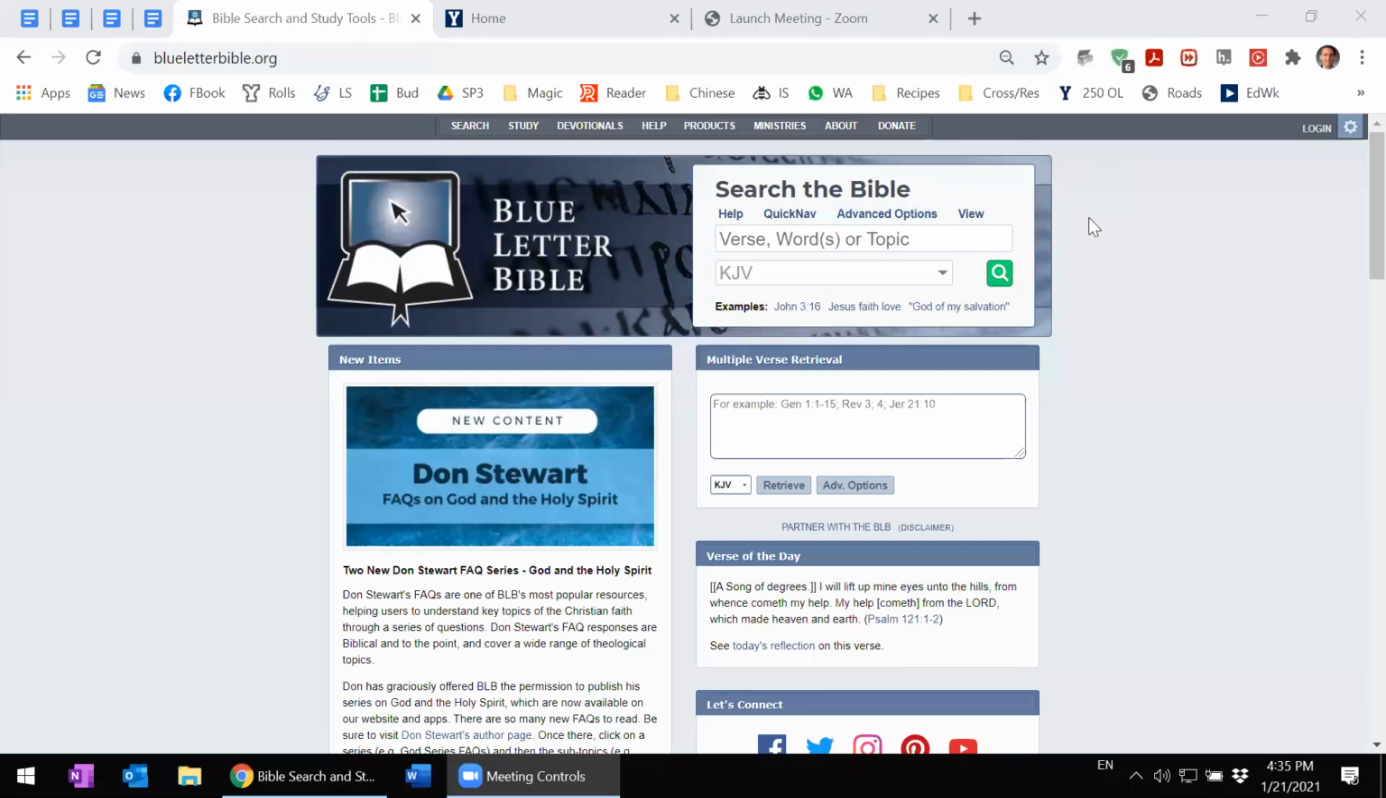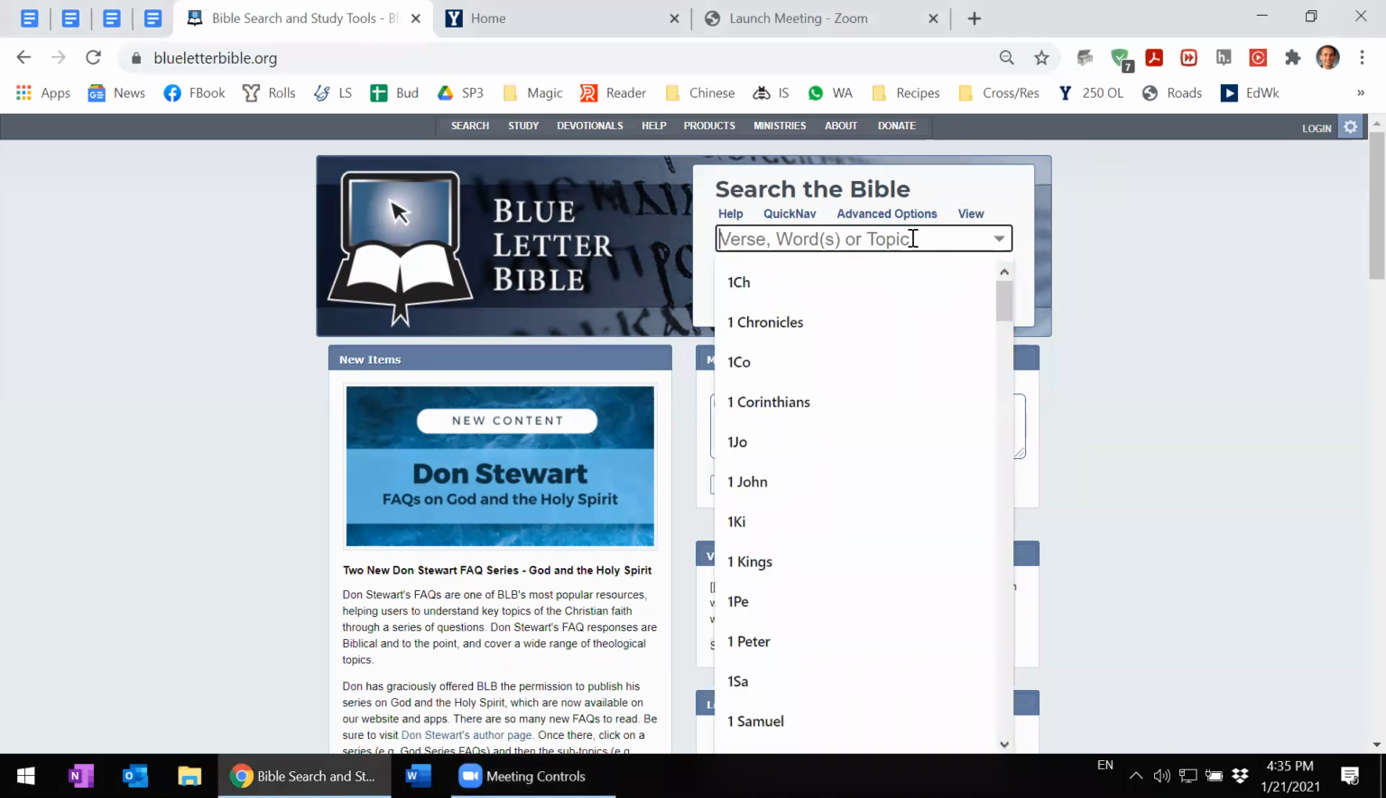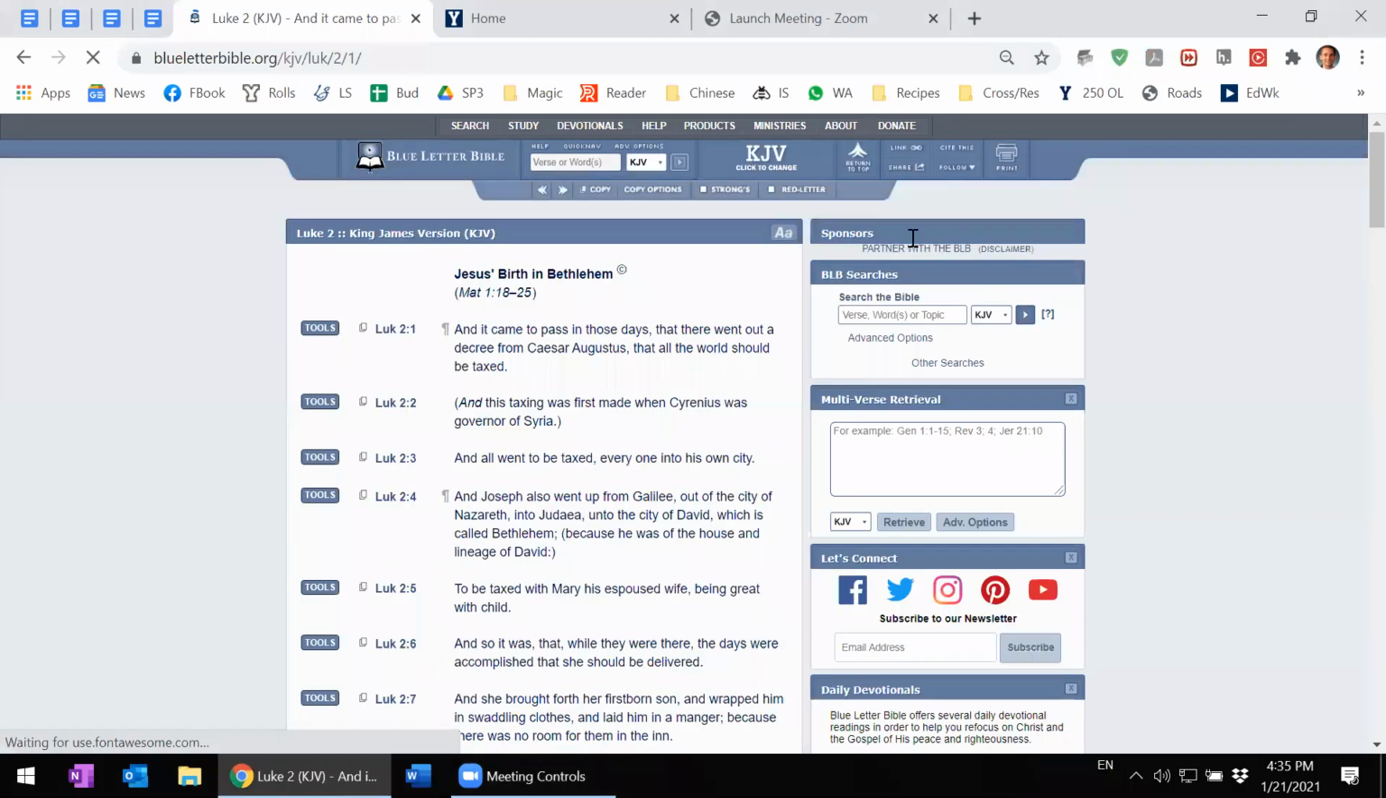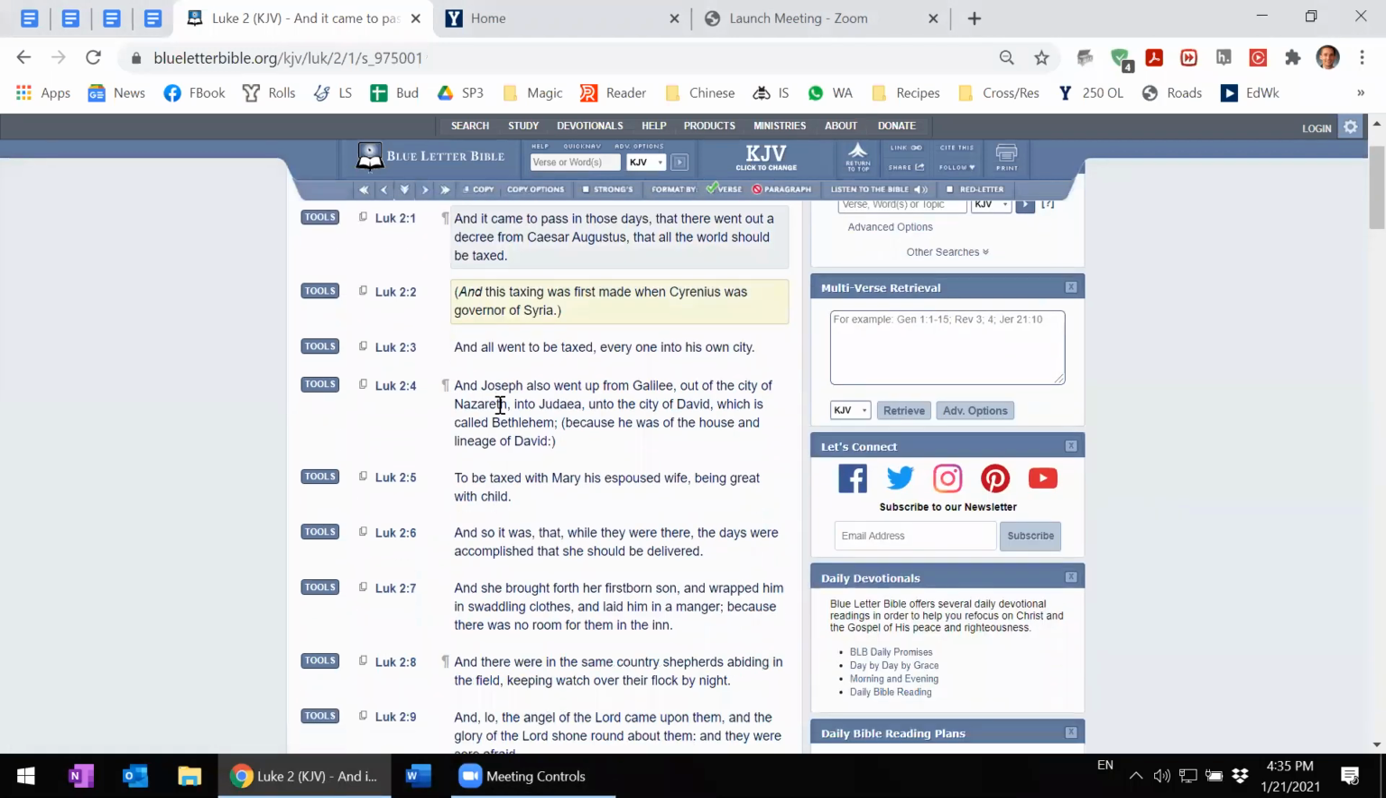Okay, this is just a quick tutorial on how to use blueletterbible.org. This helps you see what additional understanding we can gain from looking at words in their original language, the Bible in its original language. Let's take a look at an example. So the New Testament is written in Greek, and I'm reading along.